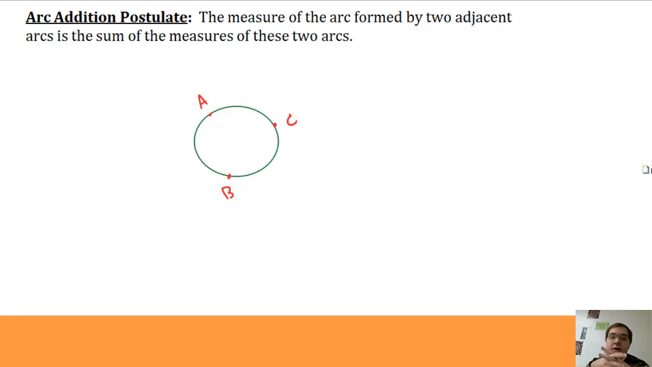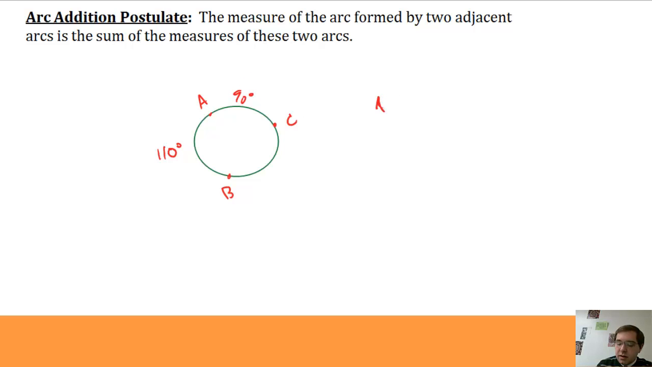Now we have the arc addition postulate, which says if we've got two adjacent arcs, we can add them together and get the whole arc. The measure of the arc formed by two adjacent arcs is the sum of the measures of those two arcs. For example, let's say arc AB here is 110 degrees. And let's say arc AC is 90 degrees.